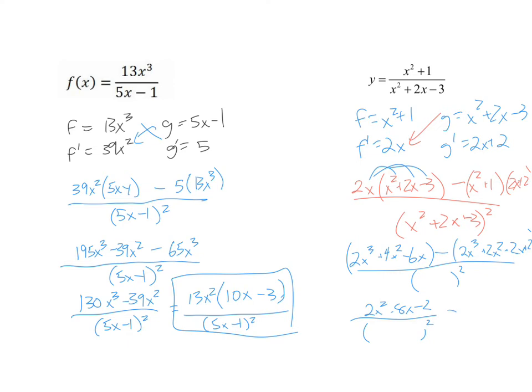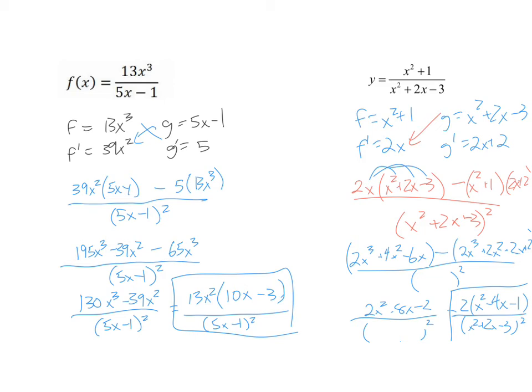And in this case, we could pull out a 2 if we want to pull out a common factor. So let's do that. So we'd have 2 times (x squared minus 4x minus 1) all over our original denominator squared. And that would be our final answer for that one.